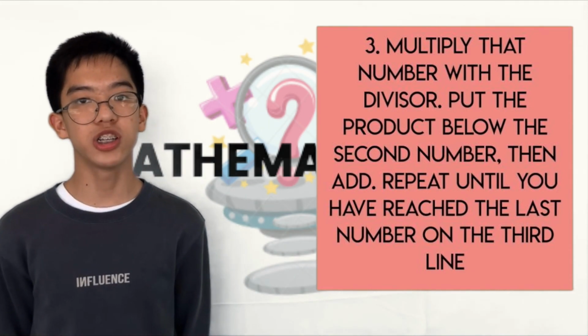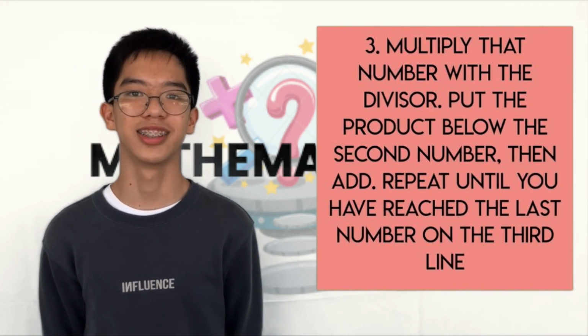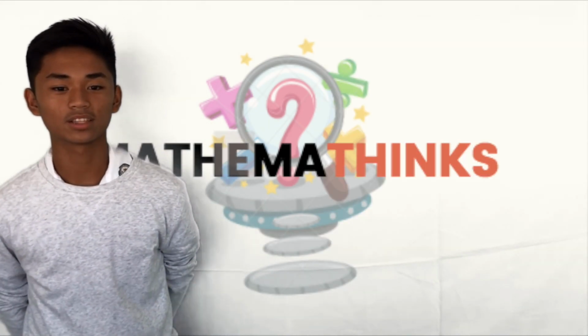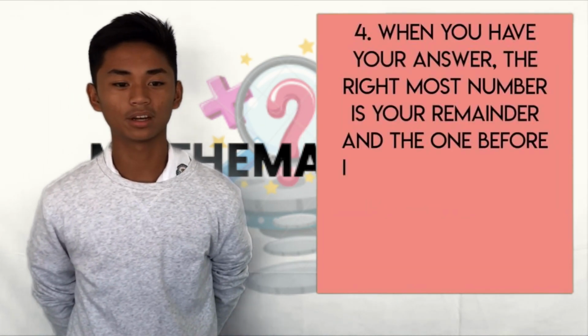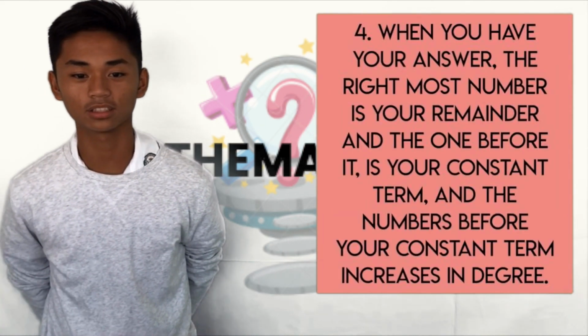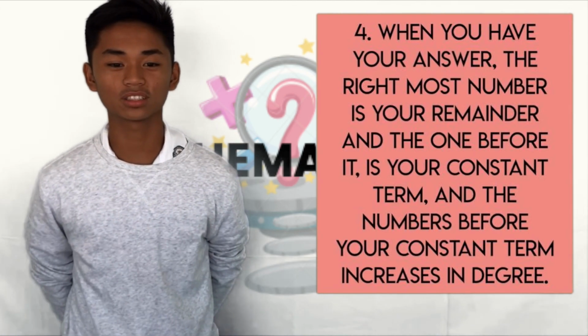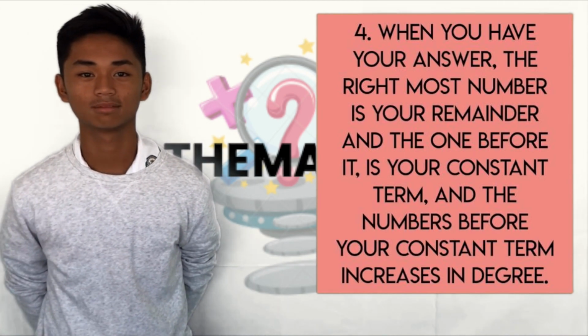Repeat until you have reached the last number on the third line. When you have your answer, the rightmost number is your remainder, and the one before it is your constant term. And the numbers before your constant term increases in degrees.